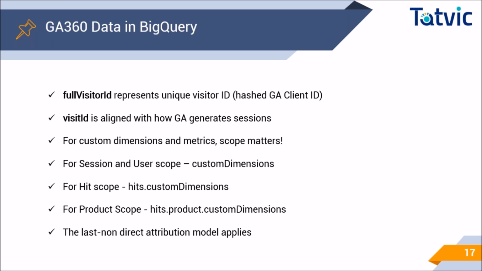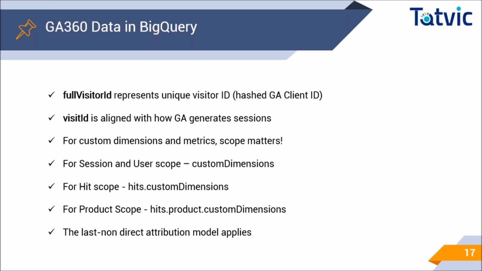A few pointers about the way data is stored in BigQuery for Google Analytics. The field fullVisitorId represents the unique visitor ID. In Google Analytics, we have the client ID, which is the cookie ID created whenever a user lands on my website or mobile application. This client ID is hashed and stored in the field fullVisitorId. So there is a one-to-one mapping between each individual user and the fullVisitorId available in BigQuery. The visitId is aligned with how GA generates sessions. So the combination of fullVisitorId and visitId gives me a unique session ID within the scope of all the GA data that I'm collecting in one particular data set.